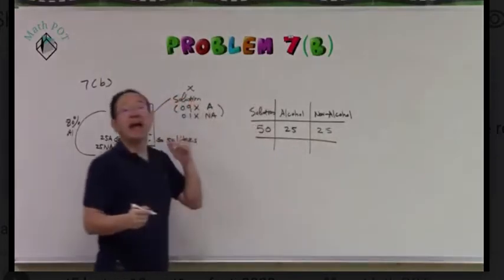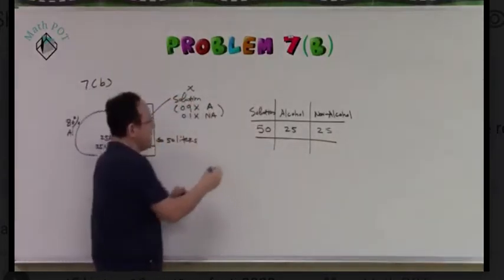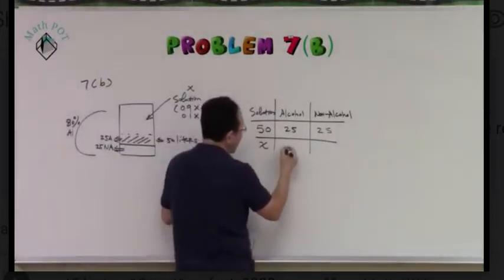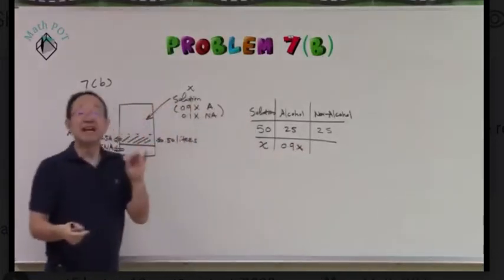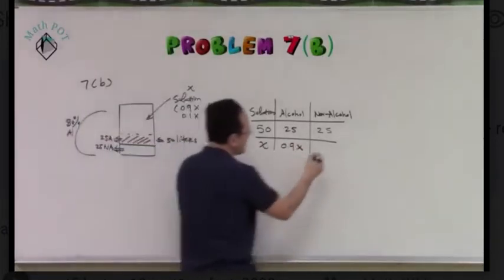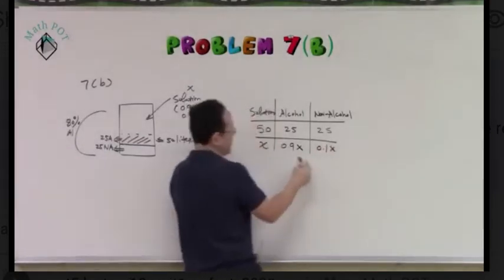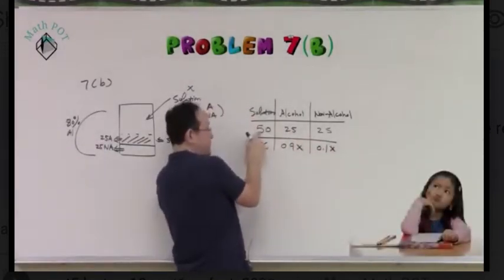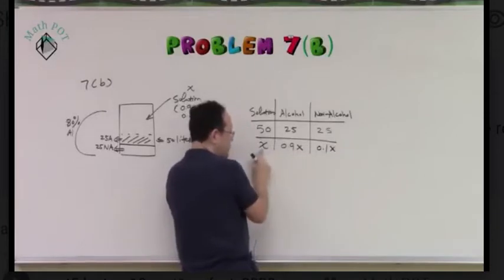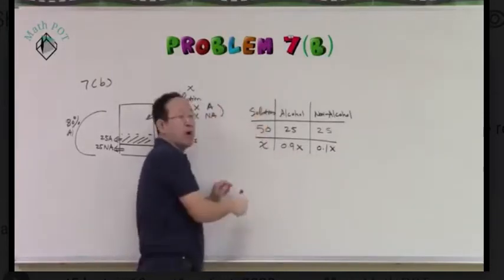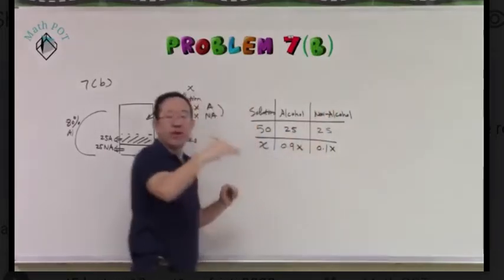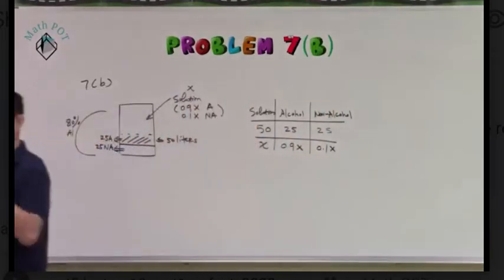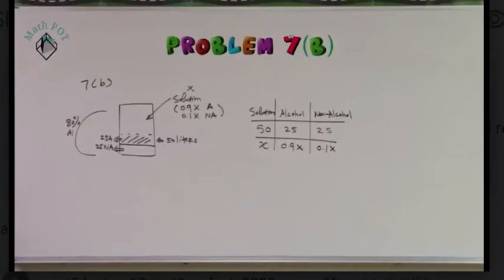Of course, we need to add something new. We don't know how many, so let's call this x. Alcohol is nothing but 0.9x because this contains 90% alcohol. That means this one must be 0.1x. So this one plus this one must be equal to this one. It's like the teams we played: this is the team we win, this is the team we lose, and win plus lose must be equal to the total number of games. Very similar to that type of problem.